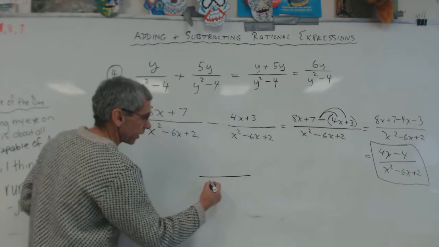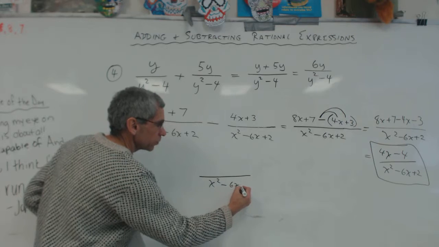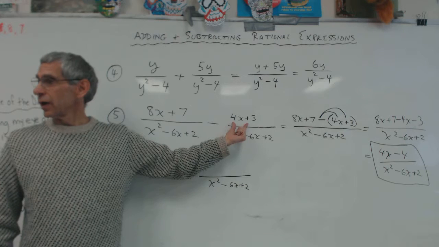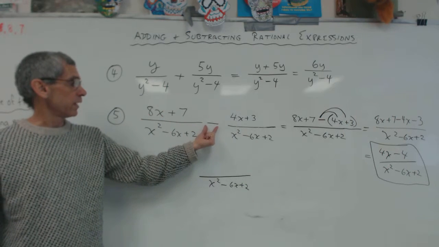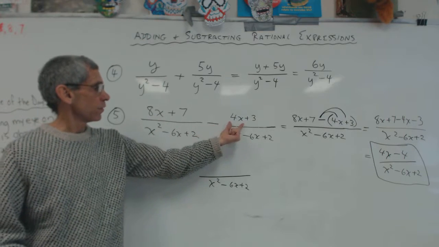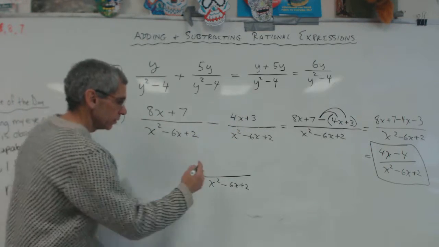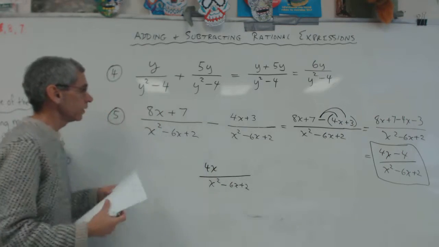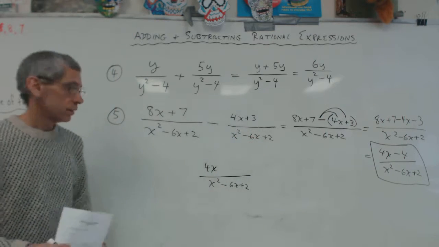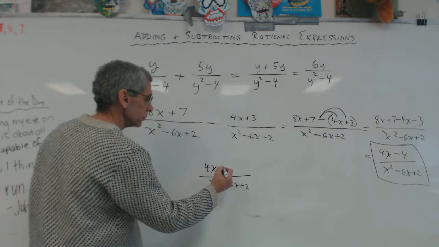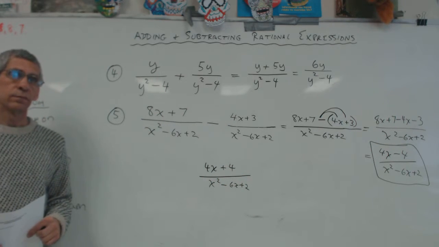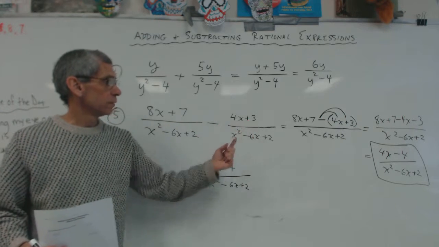I would write my x squared minus 6x plus 2. And I would say, oh, 8x and 4x are like terms, right? What is 8x minus 4x? 4x, right? So I write 4x. What is 7 minus 3? 4. Plus 4, right? 7 minus 3.